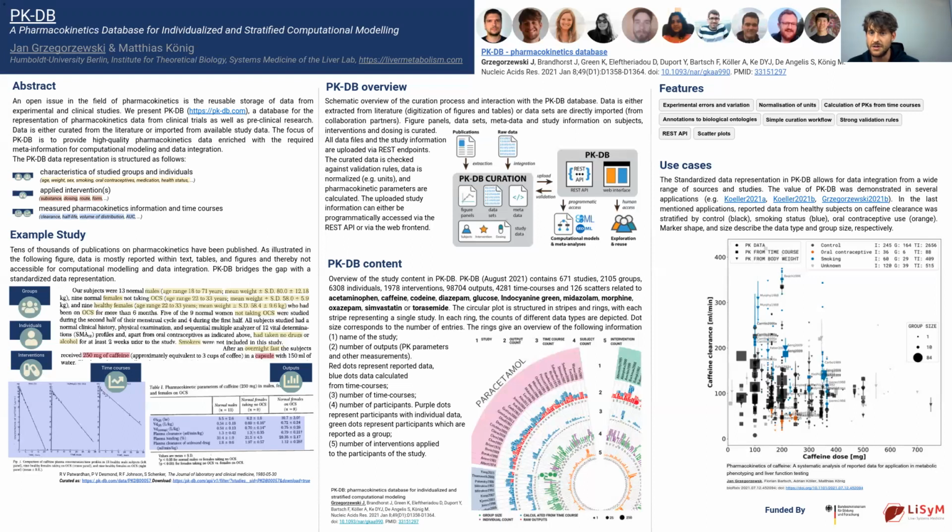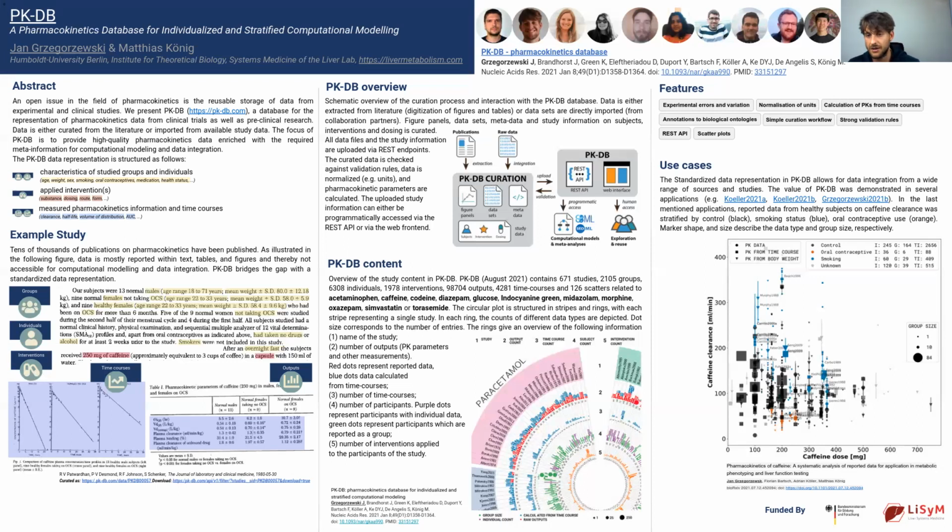So what are the features? We represent experimental errors and variation. Everything is normalized. We have a simple curation workflow, strong validation rules, a REST API, and we also show correlations between different output data. Finally, I would like to show you a little use case.